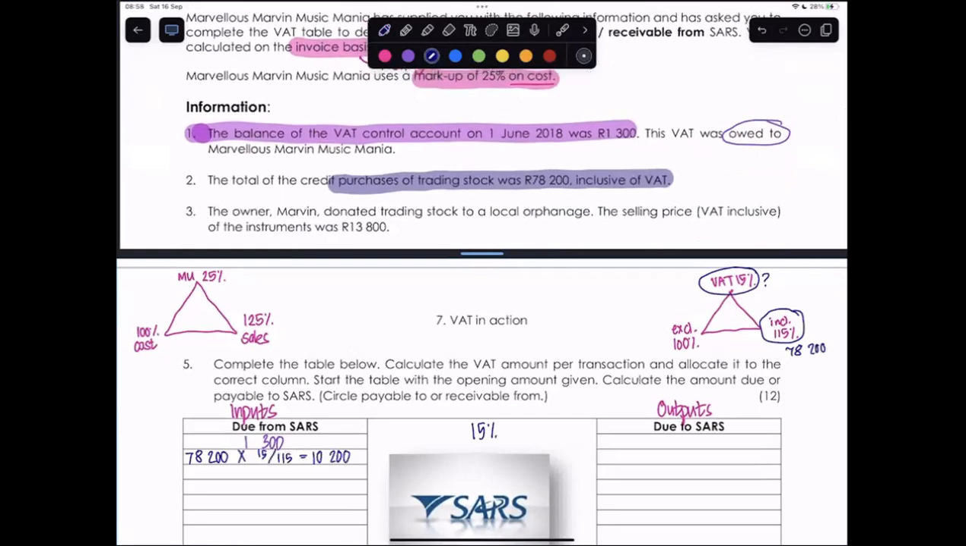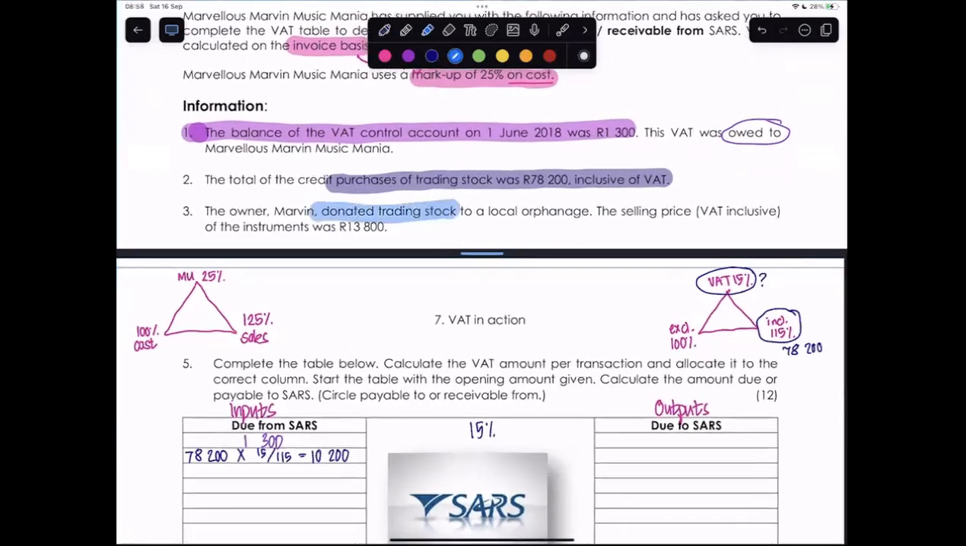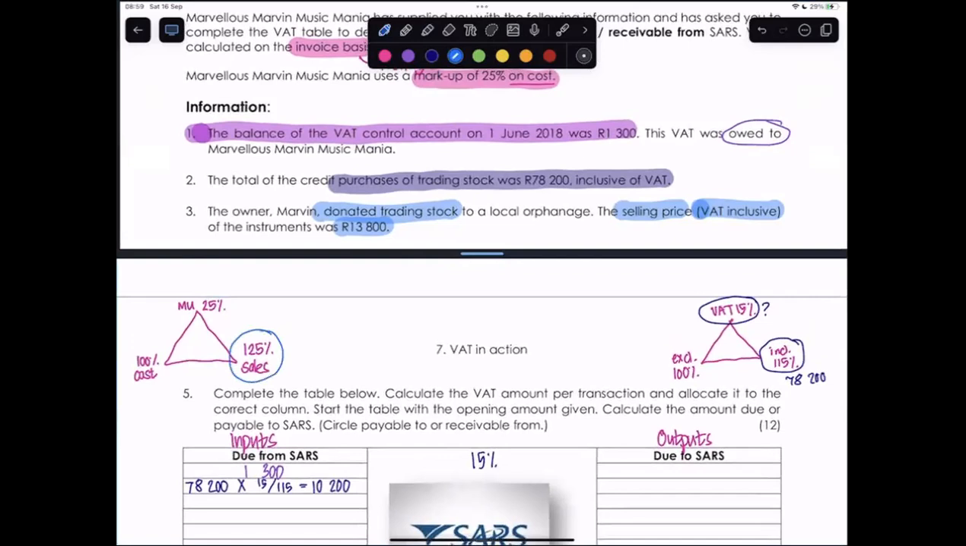The owner, Marvin, donated trading stock to a local orphanage. The selling price, VAT inclusive, again, was 13,800. But now notice it says selling price. So there's actually two things that we're going to need to do here. We're going to need to calculate using my markup triangle as well as my VAT triangle. It doesn't actually matter what order you do them in, as long as you remember to do both. So the first thing is, if we are given the selling price, that means we've got the 125, and we are looking for the cost, because obviously donations would need to be at cost.